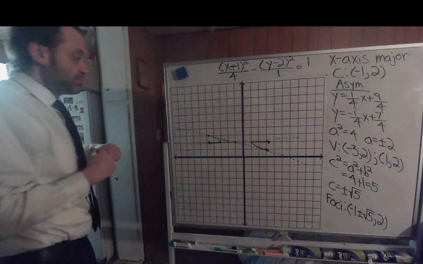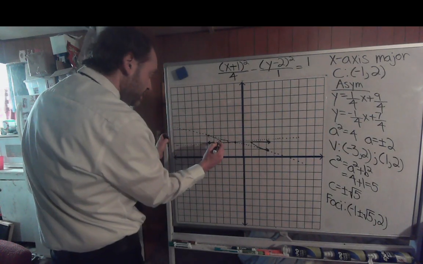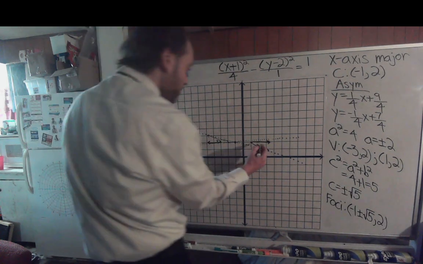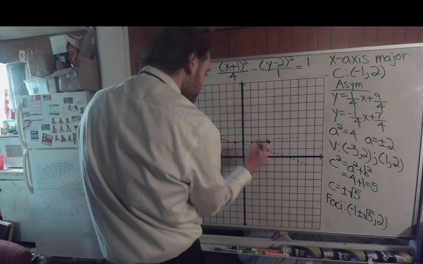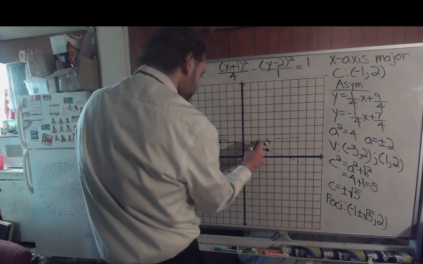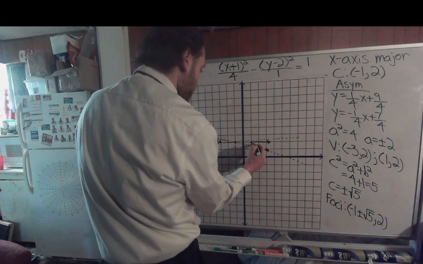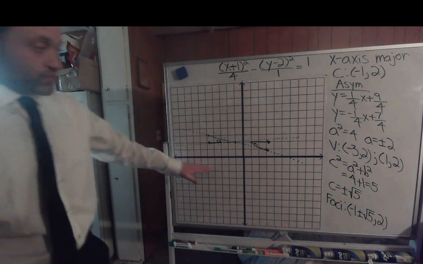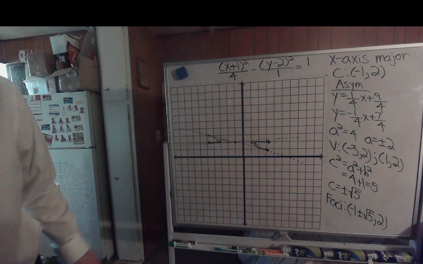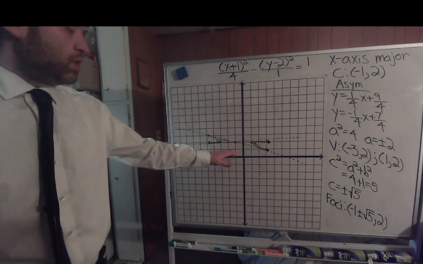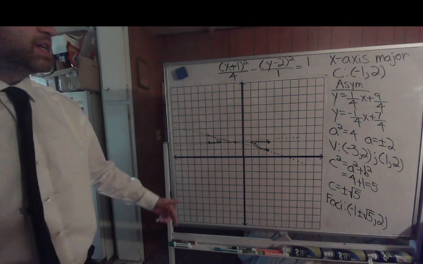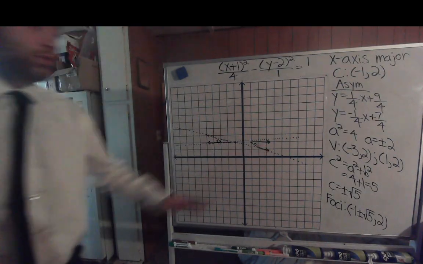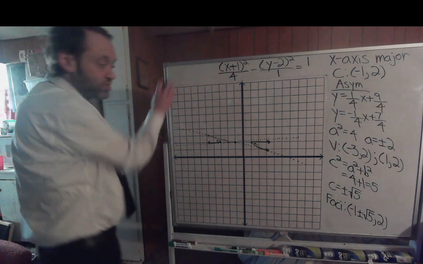So that's going to be a little more than negative 3 here for your focus, and a little more than 1 here for your focus on this side. So there's your hyperbola with the center at negative 1, 2, and your asymptotes and your vertices at negative 3, 2, and 1, 2. So that's how that shifted.